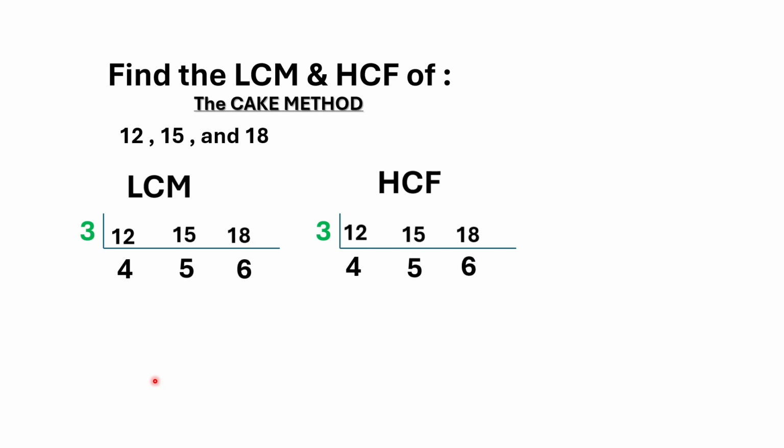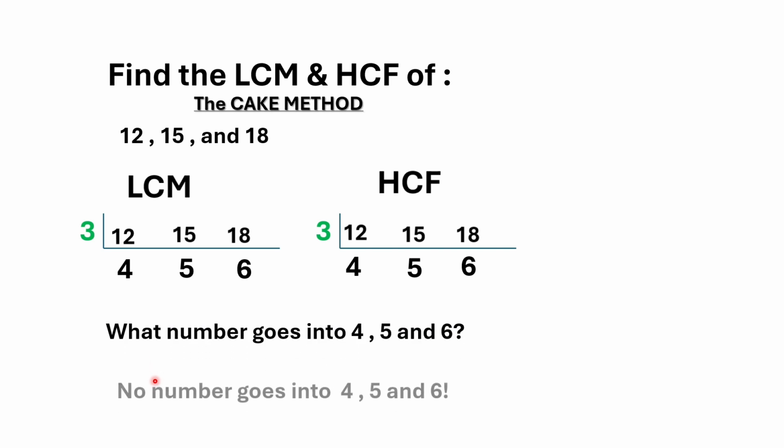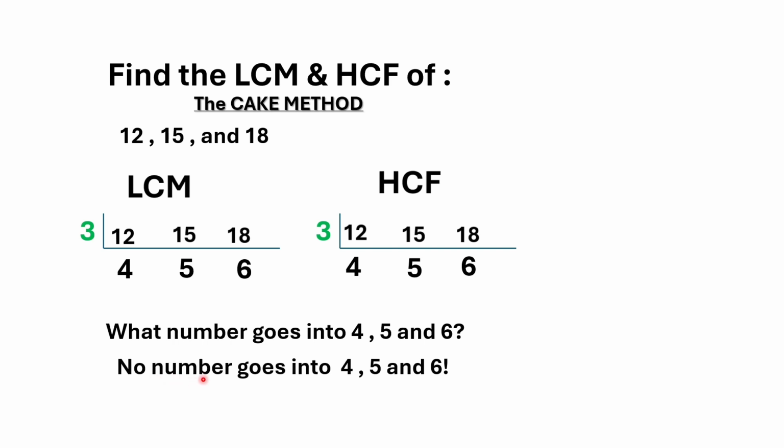Ask yourself again, is there any number that goes into 4, 5, and 6? No number goes into 4, 5, and 6. So with the highest common factor, we finished. It's just the number on the left side. So the highest common factor is 3.